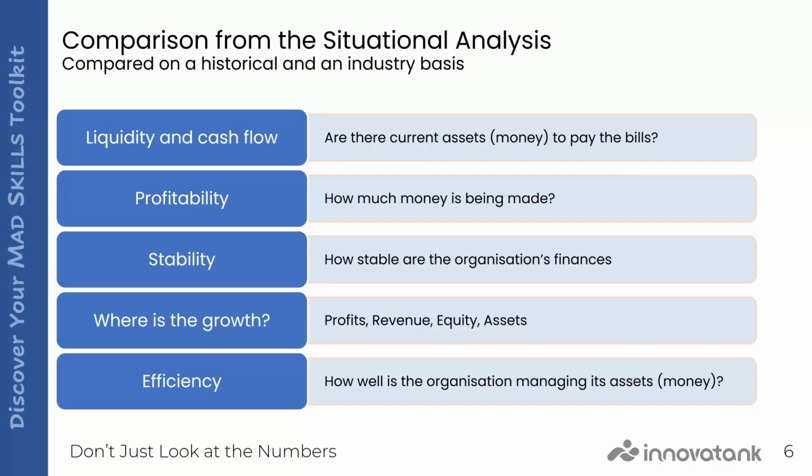Efficiency, how well are they managing assets, turning them into cash? Things like asset turnover, receivables, inventory, and the cash conversion cycle. Compare these historically against industry benchmarks. These show where the firm stands relative to its peers and highlight the strengths and weaknesses your solution can address.